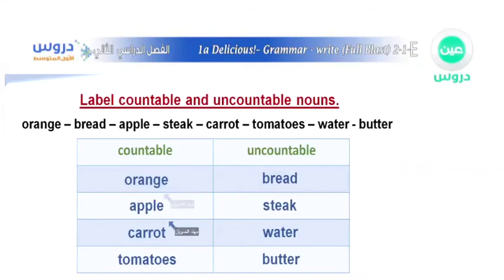And here are the answers as what we have written. Uncountable, it means I cannot say one bread, two breads, three breads, no. One water, two waters, no, no, no. I can say, can I have 2 slices of bread, please? That's what I can say. Can I have a glass of water, please?